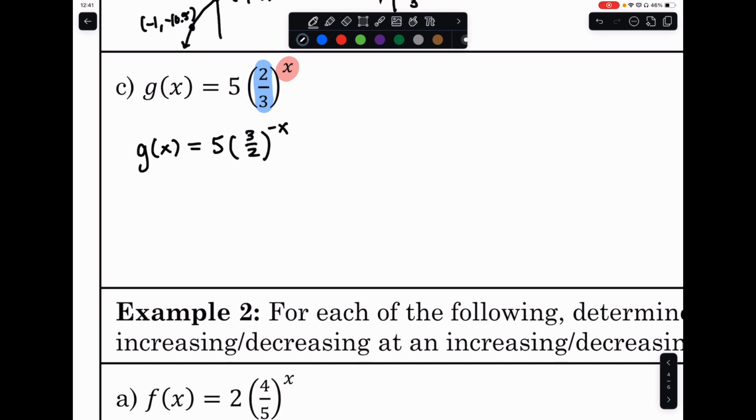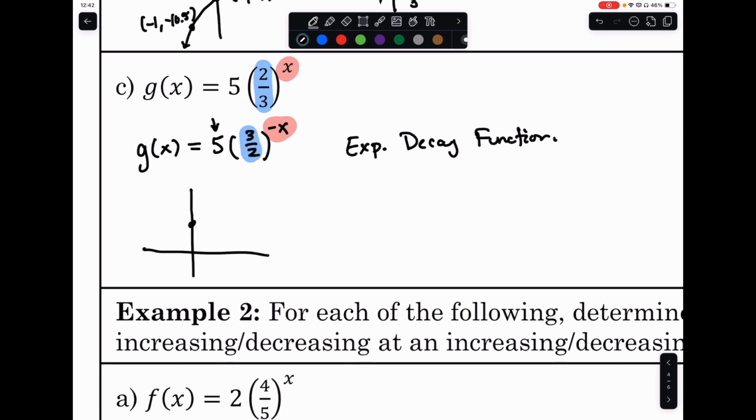So with the base being a number bigger than 1 and our exponent being negative, this is another example of an exponential decay function. But this time, our y-intercept is going to be positive 5, so we're going to be crossing the y-axis at (0, 5). And the graph will go simply downwards.